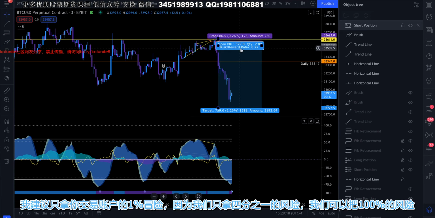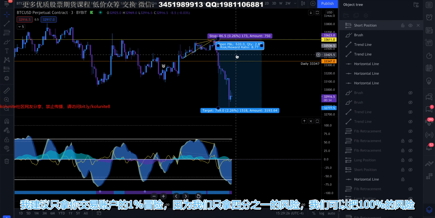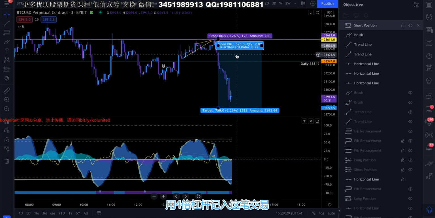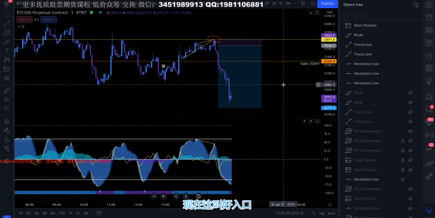Because I recommend only risking 1% of your trading account. Because we're only risking 0.25%, we could put 100% of our account onto this trade with 4x leverage and still only be risking 1% of our capital. This is called a good entry.